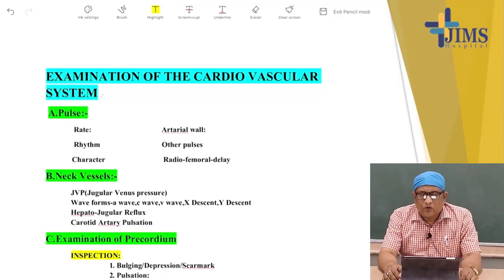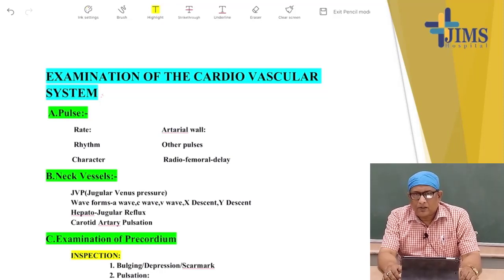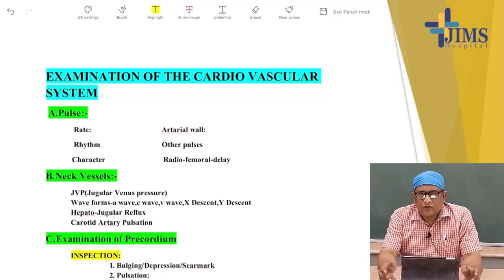What is the pro forma or scheme of examination? That I have not given in that lecture, I just narrated how to examine. So today you would note this: how to examine the cardiovascular system.